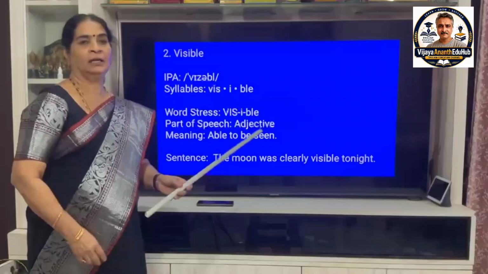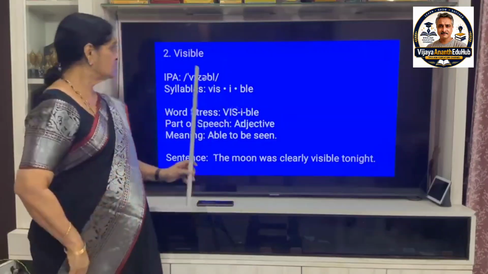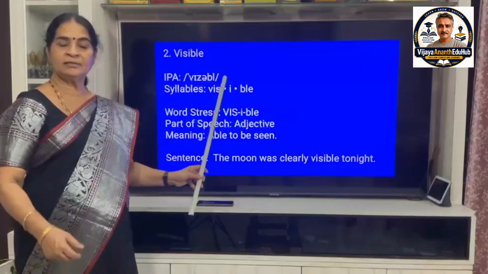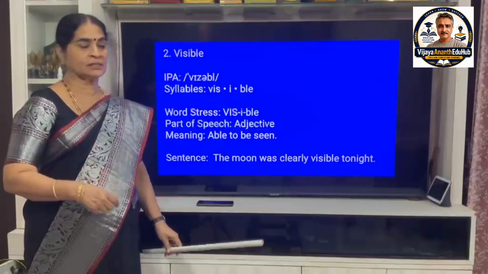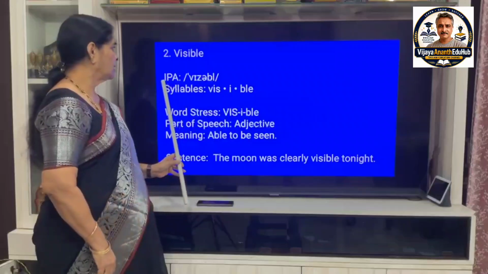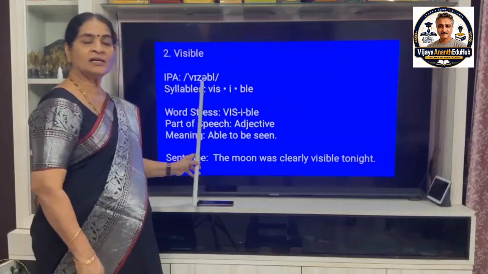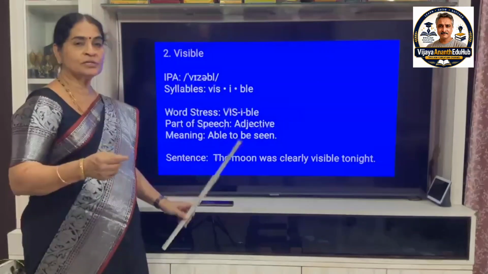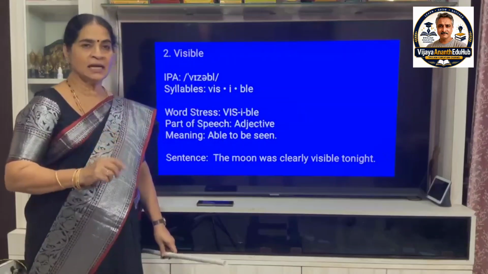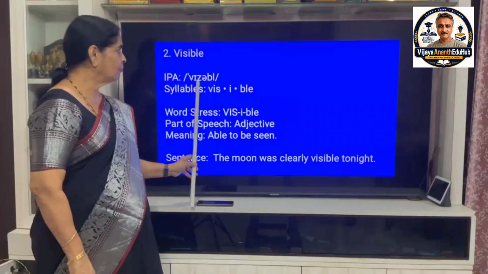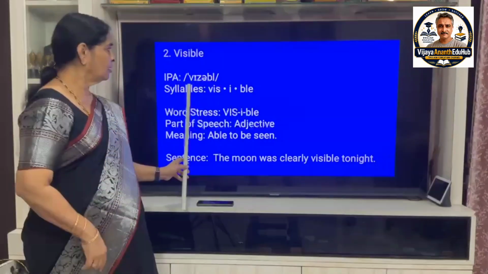Visible. The root is vis, which is pronounced as viz. So ible is added and it becomes visible. Its sound is taken from the root viz, visible. In the IPA symbol, it is the letter z sound, not the ja sound. It is za. So viz, visible. It's not the e vowel, visible.